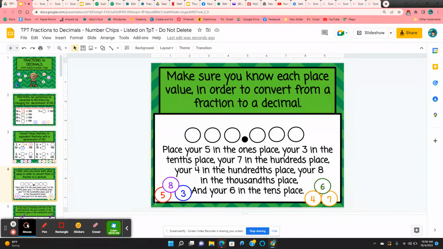It just tells them where to place each of these 6 numbers. Place your 5 in the ones place. So they would take the 5, click and hold, put it here in the ones place. The 3 in the tenths place with a TH, and so on. So they should be able to place all 6 of those numbers in the correct place according to the decimal point.